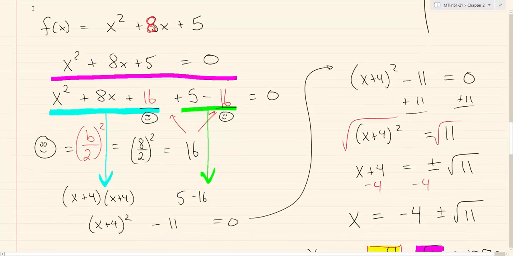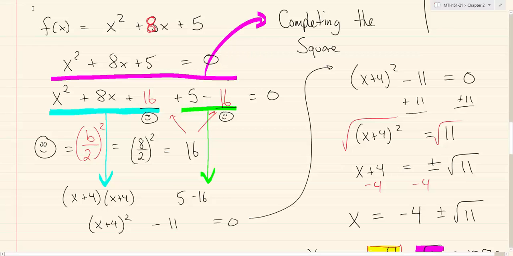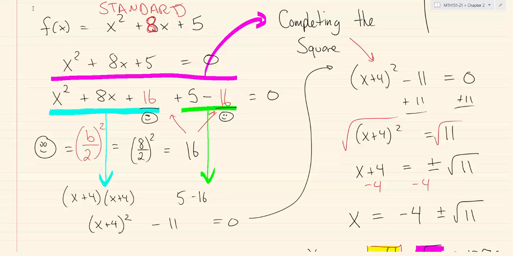This whole idea that we did here, this is called completing the square. It's a process by which you obtain a perfect square. So we really have kind of like two formats of a quadratic equation. We have the standard form, which is this guy. And then we also have this completing the square format, which is really handy because you can solve it quite easily. Wow. Hey, there's a number in this one too.